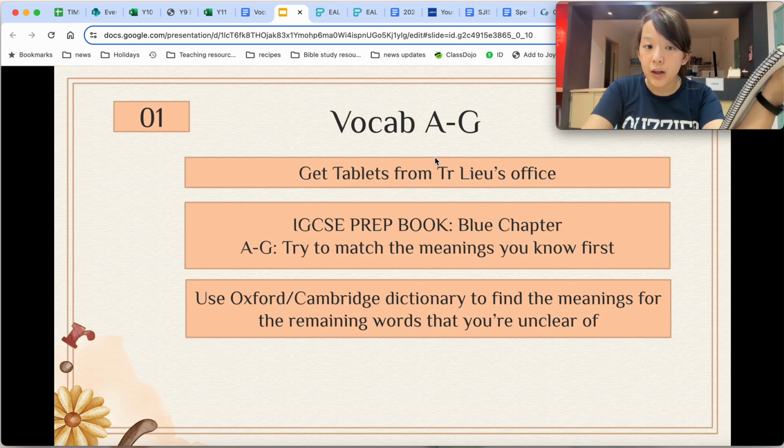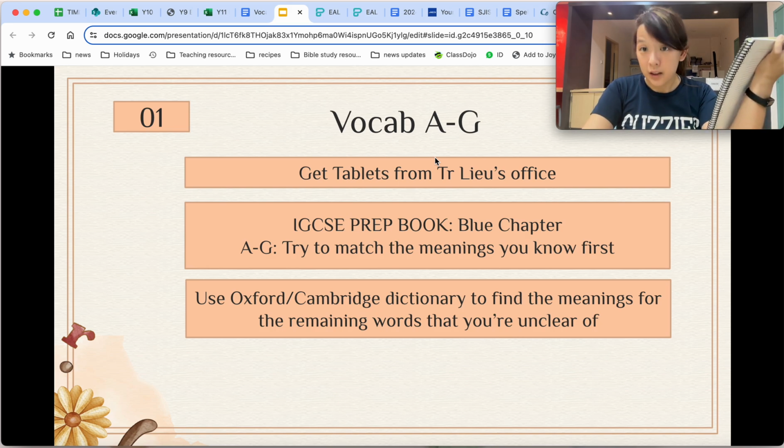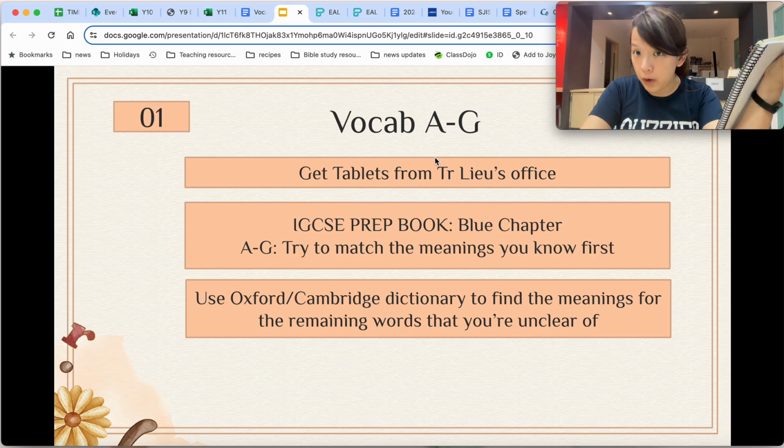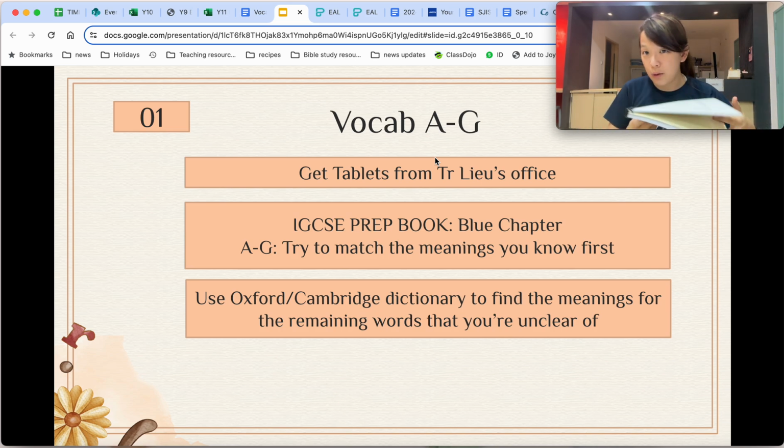Use the dictionary to find the meanings for the remaining words that you are not clear of. Do not guess. Okay? This is not an exam. Don't guess. I want you to be sure of your answer. Okay? I'm looking at you, Risky and Jamie. Don't simply guess and write whatever word you like. Okay, look for the dictionary. If you think that's the answer, search for an online dictionary to know the meaning anyway, just to be sure.